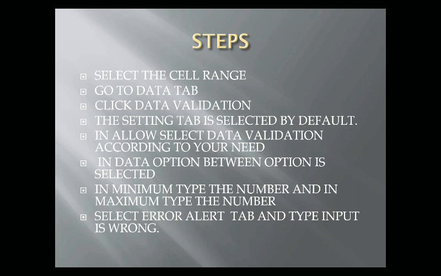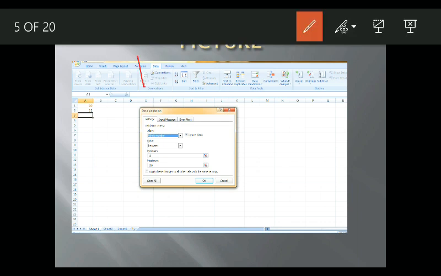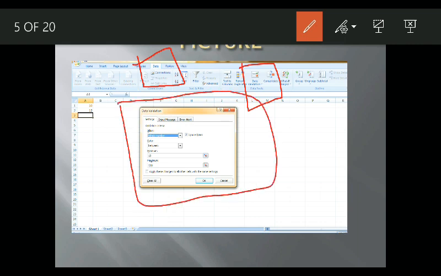Let us understand this with the help of the picture. Can you see this class picture? See, I have clicked on Data tab. In data tab, there is the option using data validation. After that, the box like this box will appear. Can you see? Allow in setting tab is selected by default. In Allow, I've selected whole number. Data between, so minimum data it will take 10 and maximum 100.